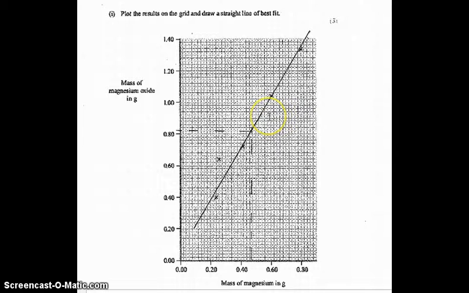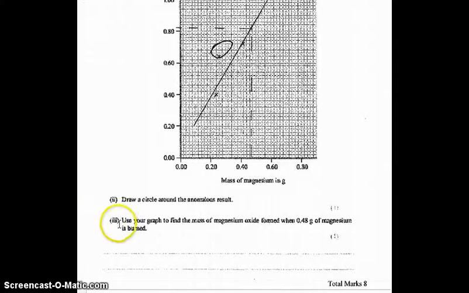So here I've now plotted the points and put the line of best fit through, so it goes through most of these points here. And then the next question is to identify the anomalous result. To identify the anomalous result, we circle the one that does not fit the trend, which is here. The next question is, using your graph, to find the mass of magnesium oxide formed when 0.48 grams of magnesium is burned. So along the bottom, find 48, up across, and then you get your answer there.